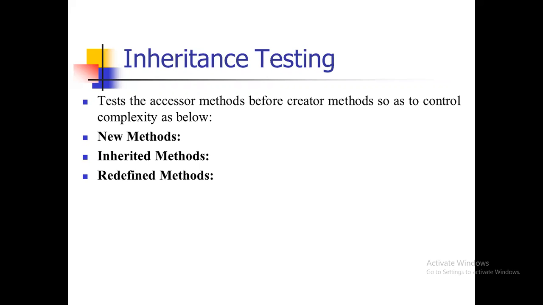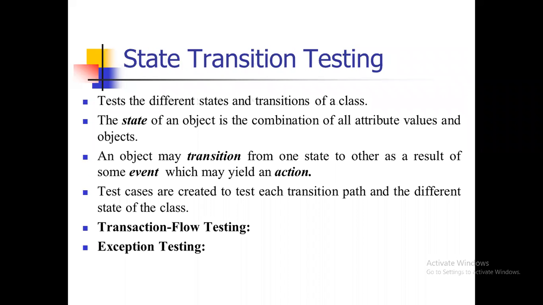We have to test the accessor methods before the creator methods to control the complexity regarding new methods, inherited methods and redefined methods. And the next type of testing is state transition testing. So here in state transition testing, we test the different states and transitions of a class.